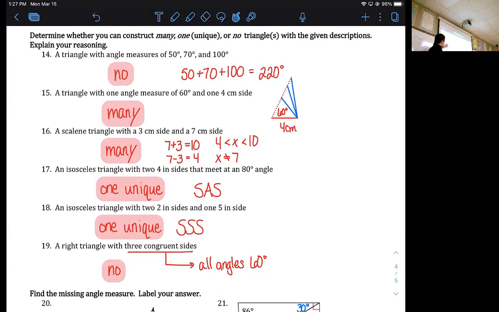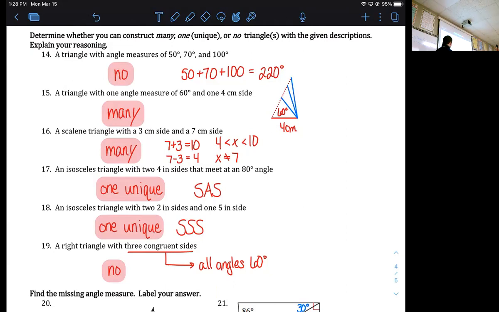Number 15, a triangle with one angle measure of 60 degrees and one 4-centimeter side. I do have a side, I do have an angle, but I need side, angle, side. And so I could draw many different triangles. It said how long this side had to be, and it said this had to be a 60-degree angle, but it never said how long the blue side had to be. And so I could keep messing with that and still meet these requirements, and I could draw many different triangles like that. So in order for it to be unique, it has to be a side, angle, side. You have to have 3. You can't just have 2.